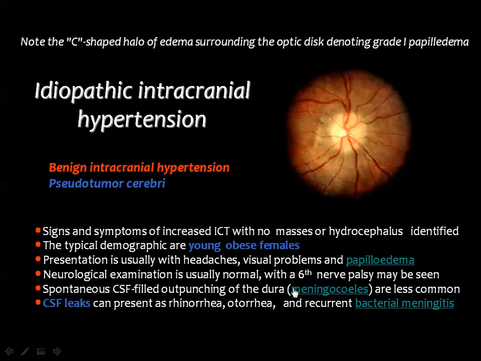This disease is typically seen in young obese females, and if the patient has an examination of the fundus, you get characteristic papilledema or edema of the optic disc. A neurological examination is usually normal. Sometimes you may see sixth nerve palsy, and spontaneous meningoceles are not frequently seen in this disease. CSF leak, like rhinorrhea or otorrhea with recurrent bacterial meningitis, may be present.